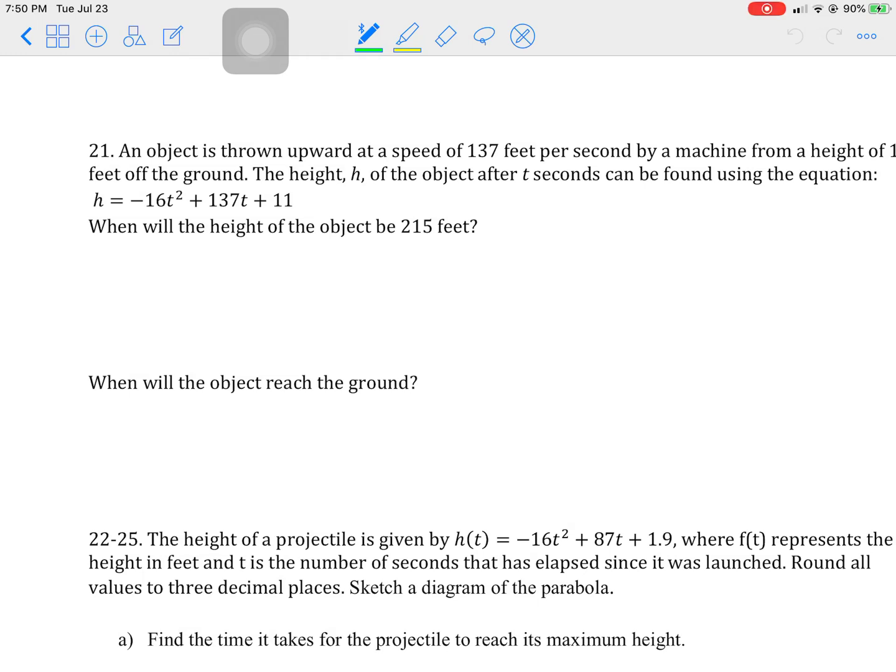All right, last page, page 5 of 5 for the review for Unit 3, Test 4.